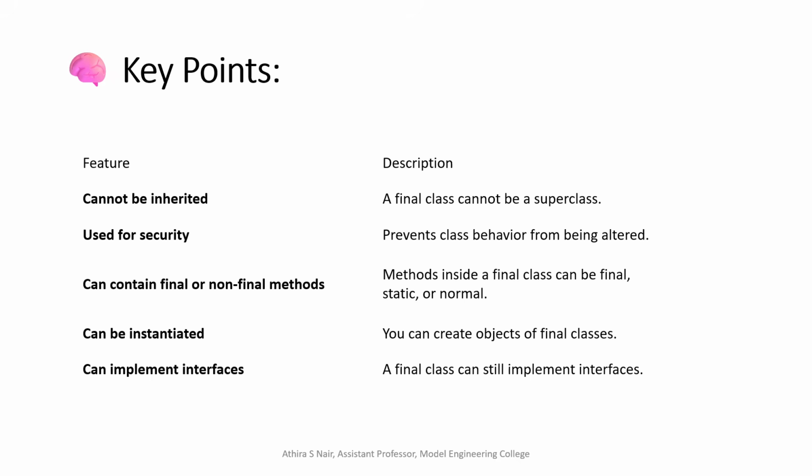So the key points to remember are: a final class cannot be inherited. That is, a final class cannot be a superclass. Then we can use final classes for security purposes, and they can contain final or non-final methods. So methods inside a final class can be final, static, or normal. And it can be instantiated. That is, we can create objects of final classes, but it cannot be inherited, and we can implement interfaces.